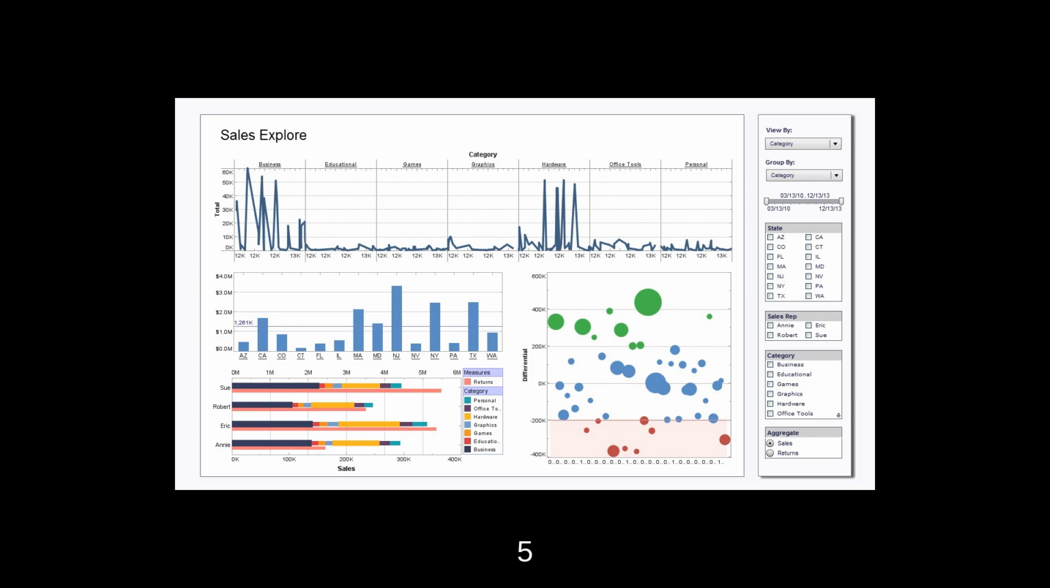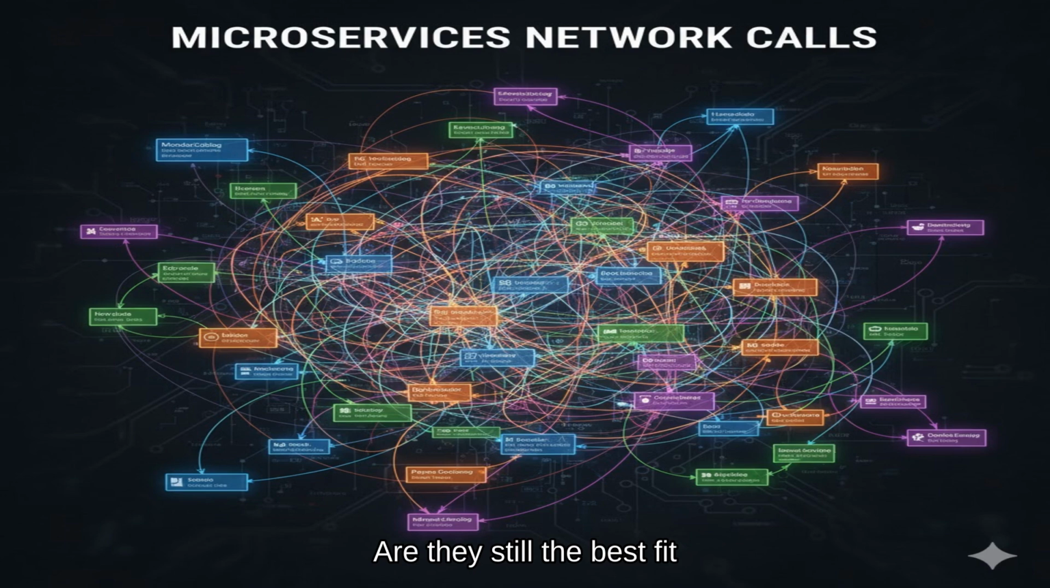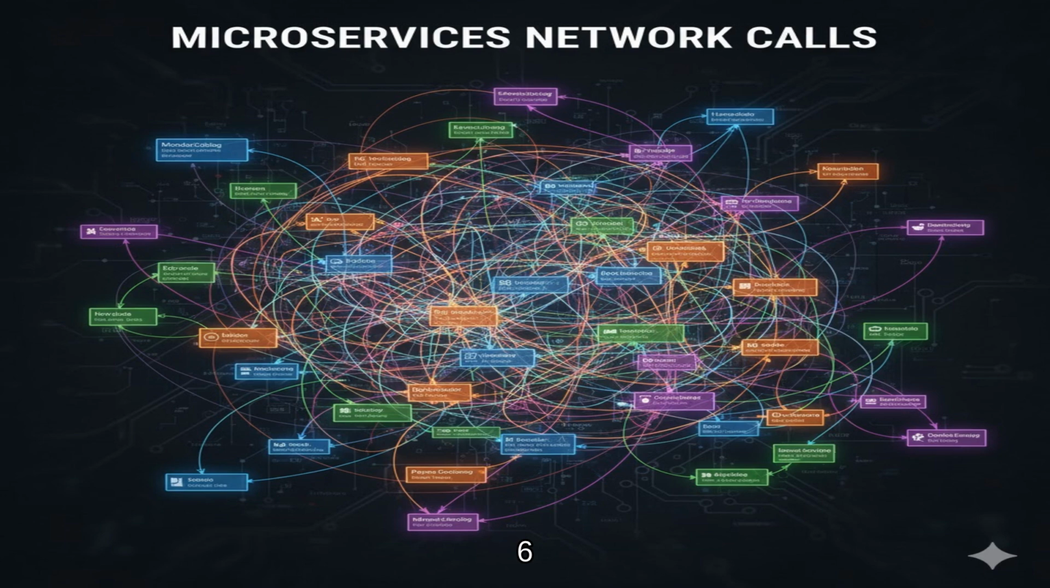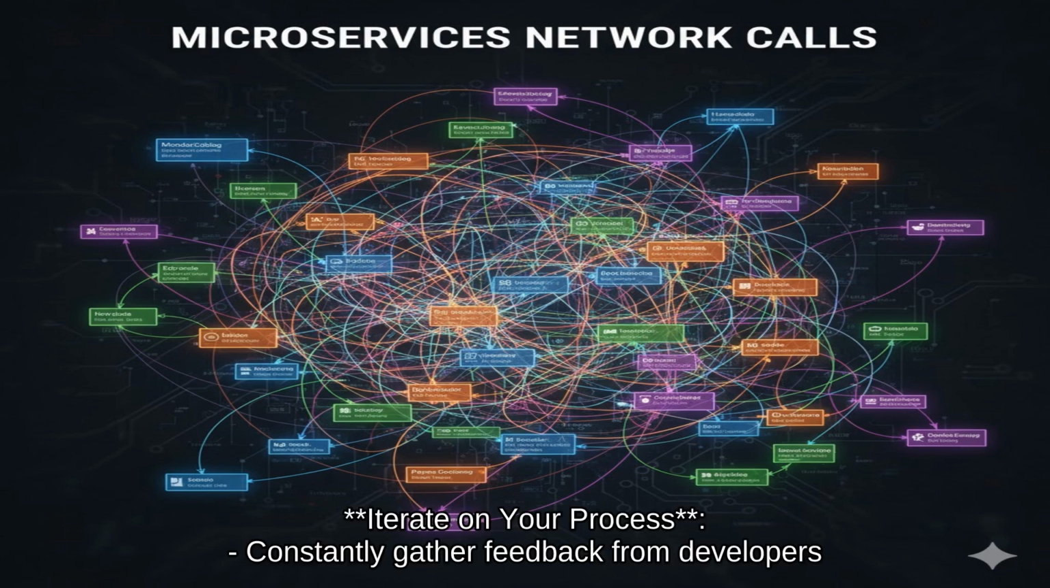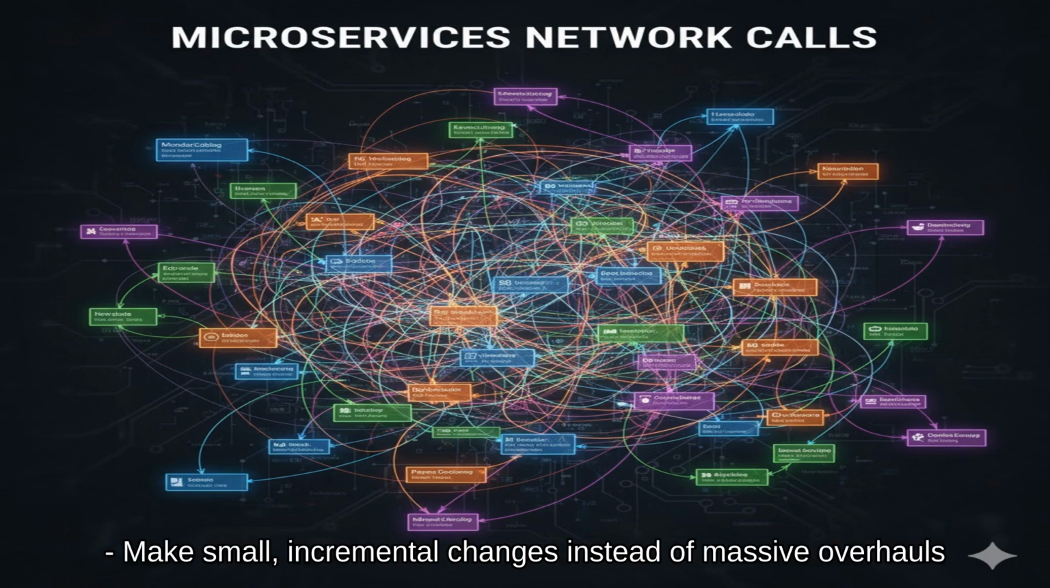5. Review tooling regularly. Audit your current tools every 6 months. Are they still the best fit? Explore new plugins or integrations that can simplify workflows. 6. Iterate on your process. Constantly gather feedback from developers. What's slowing them down? Make small, incremental changes instead of massive overhauls. By following these steps, you'll create a CI/CD pipeline that fuels productivity instead of hindering it.